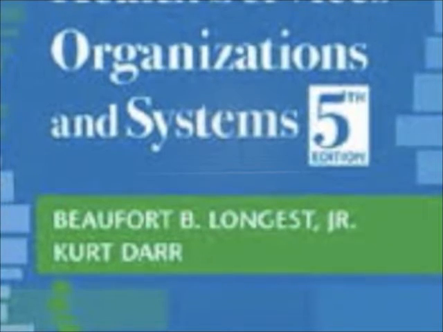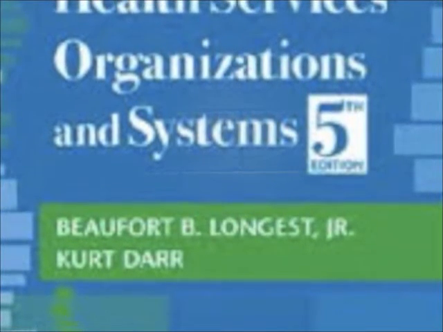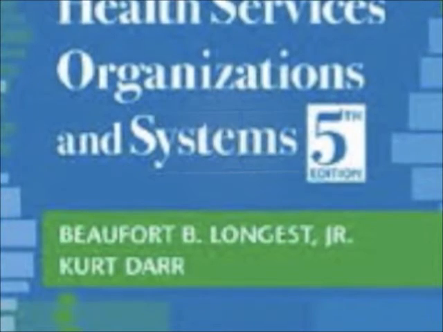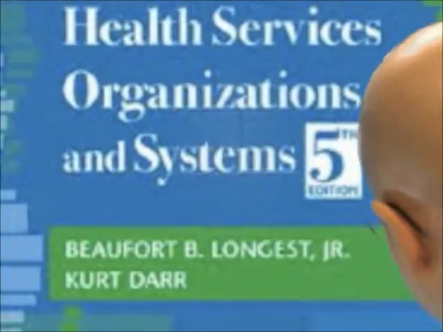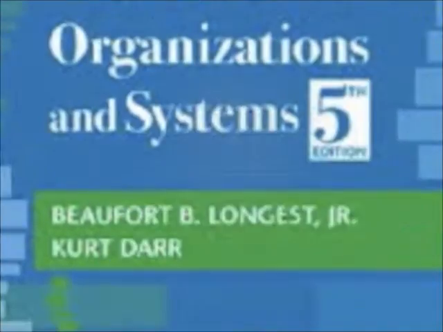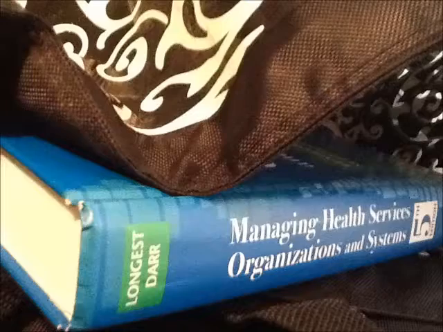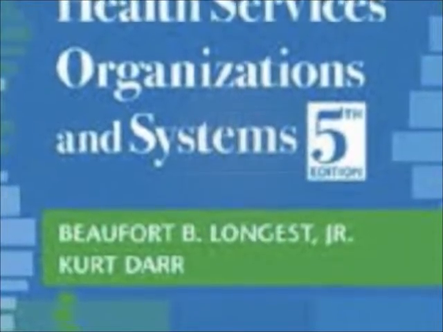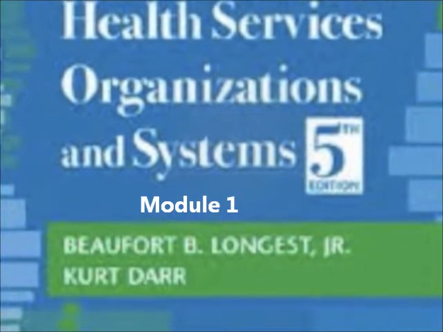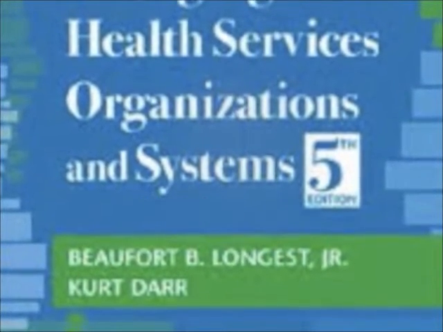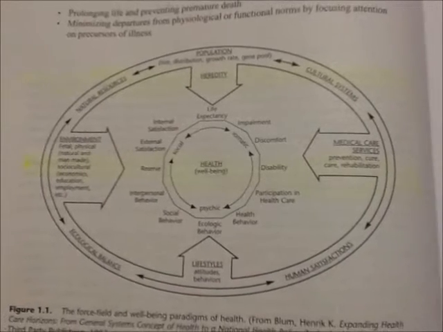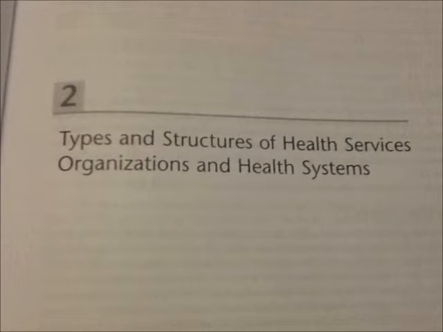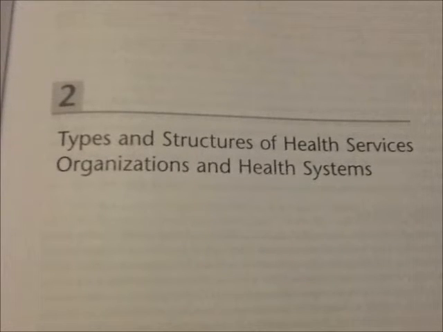This is the book you'll be using in class. Managing Health Services, Organizations and Systems, the 5th edition by Longest and Darr. Let me crack this book open and let's take a look at it. Go ahead and pull out your book. This module has 2 chapters associated with it. Chapter 1, Healthcare in the United States, and Chapter 2, Types and Structures of Health Services, Organizations, and Systems.